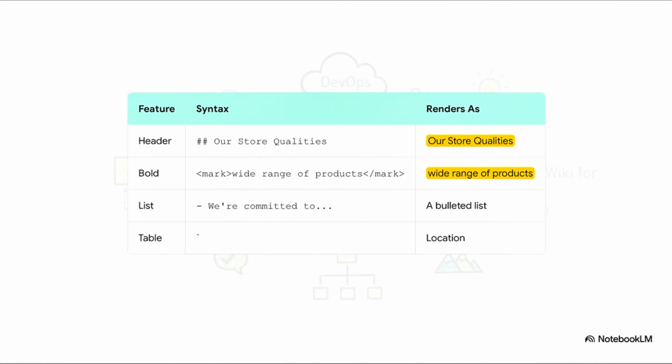And this is all done using Markdown, which is just a super simple way to format text. You can see here, you just type a couple of hashes for a header or use asterisks to make text bold. It's this clean, easy syntax that just renders into beautifully structured stuff like lists and tables, and you never have to leave your text editor.